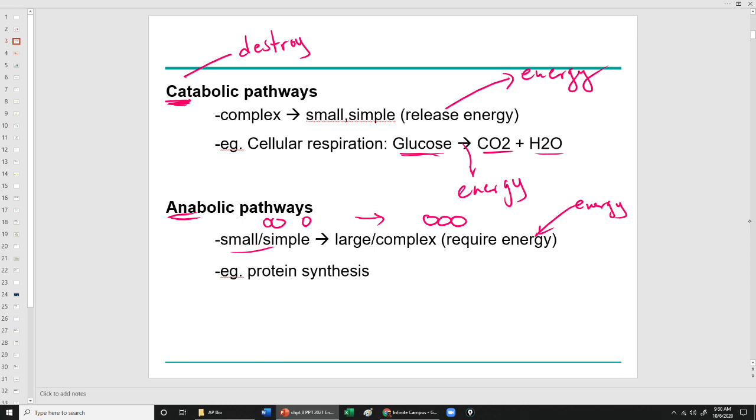For example, protein synthesis. In order to take these amino acids and link them together into the larger molecule, you're going to have to put energy in. It takes quite a bit of energy to assemble those. Ironically, that requires GTP, which is kind of similar to ATP. So basically, we can just say it takes ATP, but this is one of the rare exceptions where there's another molecule that's very similar called GTP that's involved. But whatever.